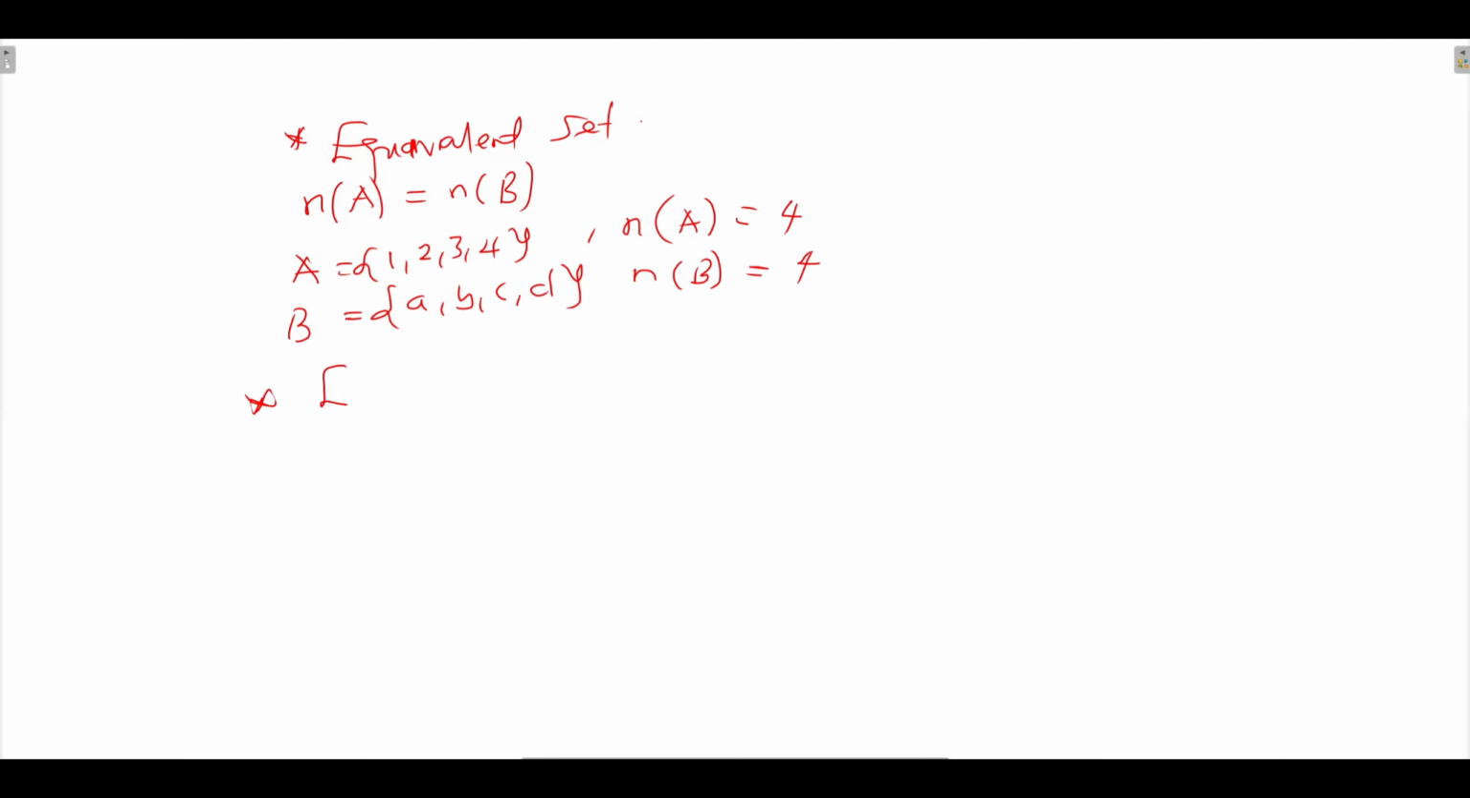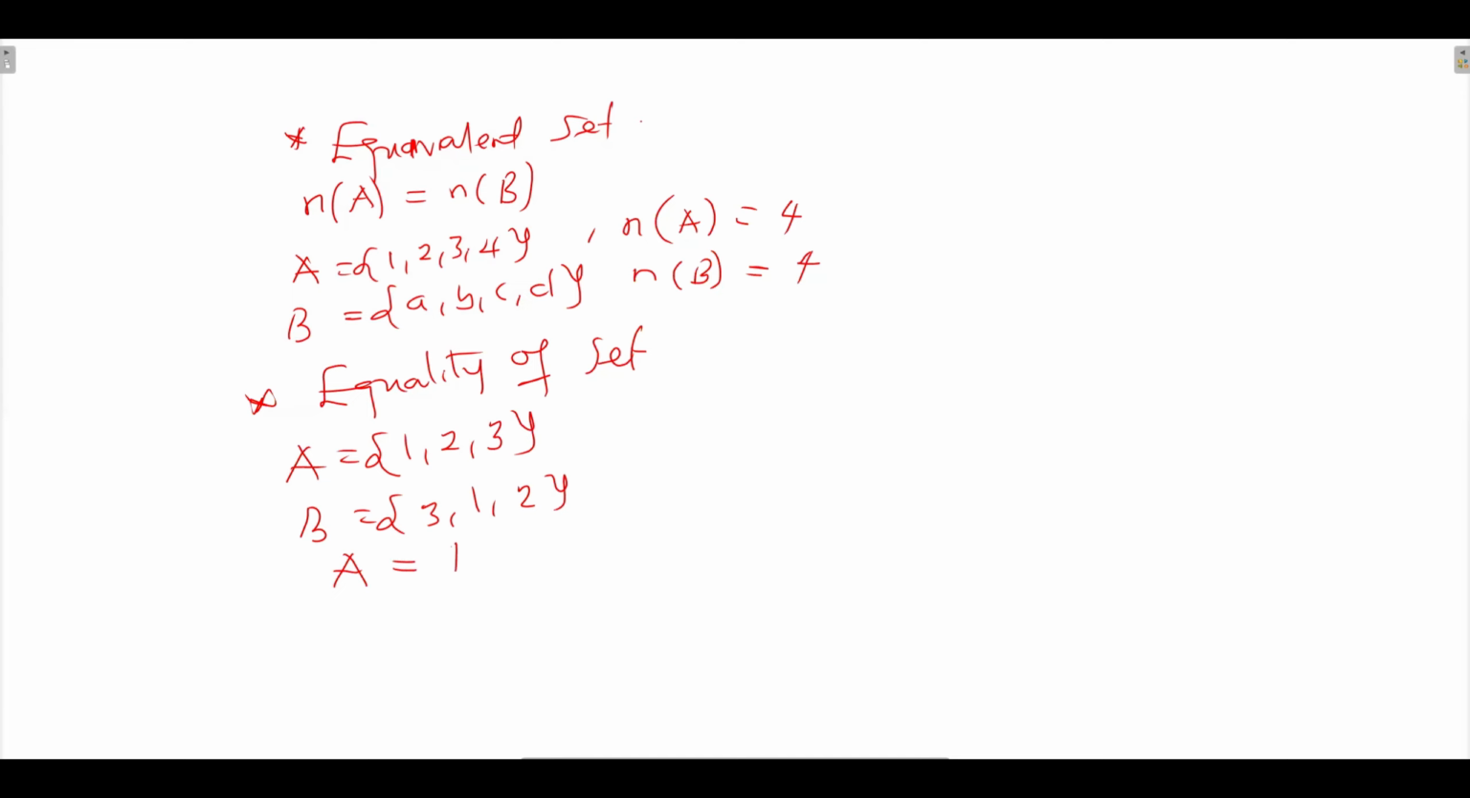But there's a difference when we say equality of sets. They are different. Equality of sets means those sets have the same elements. That means the two sets we are comparing have the same elements. If I say, for example, set A is 1, 2, 3, and set B is 3, 1, 2, it doesn't matter how we arrange it, set A is equal to set B. Why? Because they have the same elements.